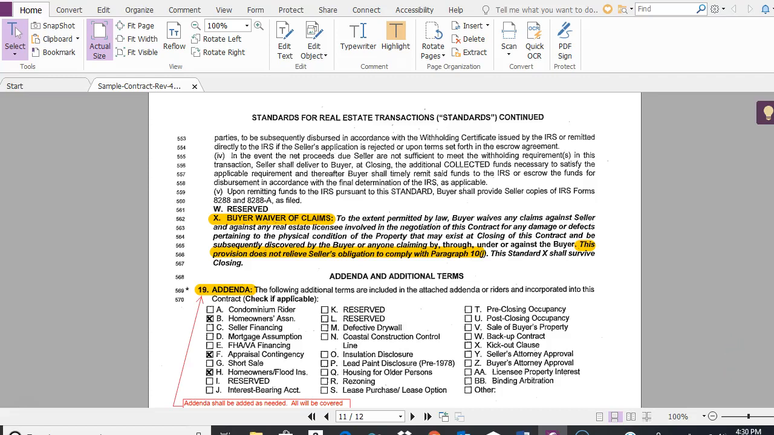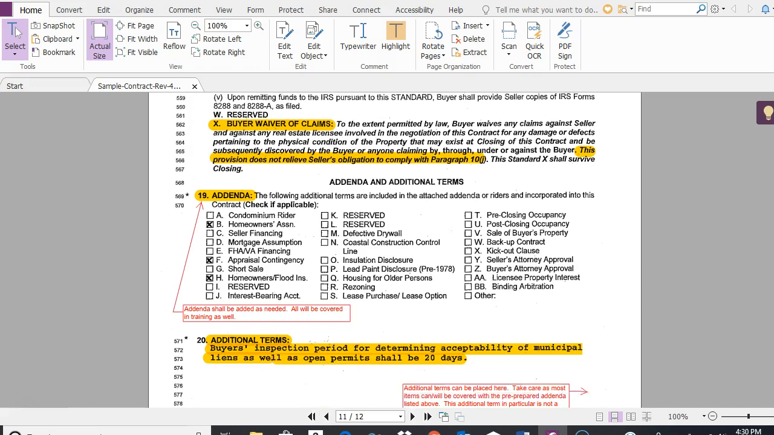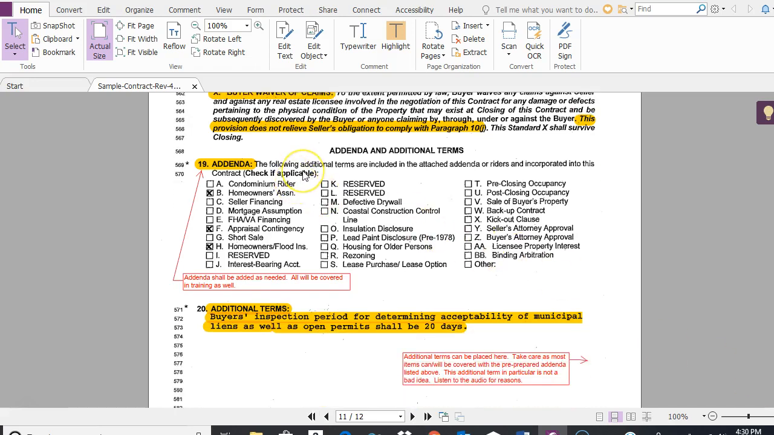Okay, so we're going to cover paragraphs 19 and 20 briefly, and we're going to combine them. So here's the deal. 19 is just the addenda that are attached. If you'll notice, we are going to have classes on all of these individual, what they're called riders to the contract. These are addenda, most people think of them as addenda, and they're special circumstances. They're going to come along with this contract.